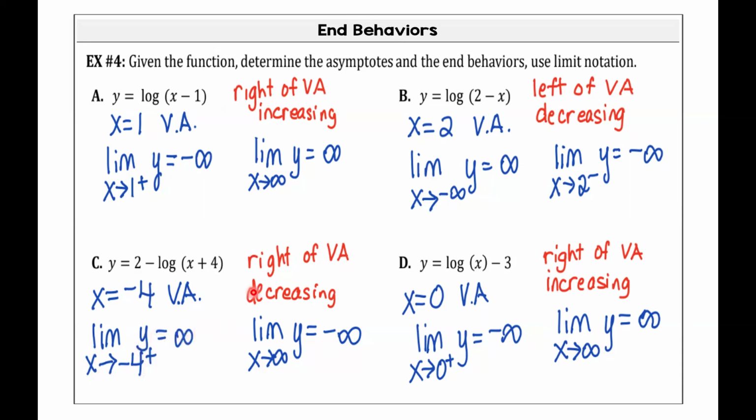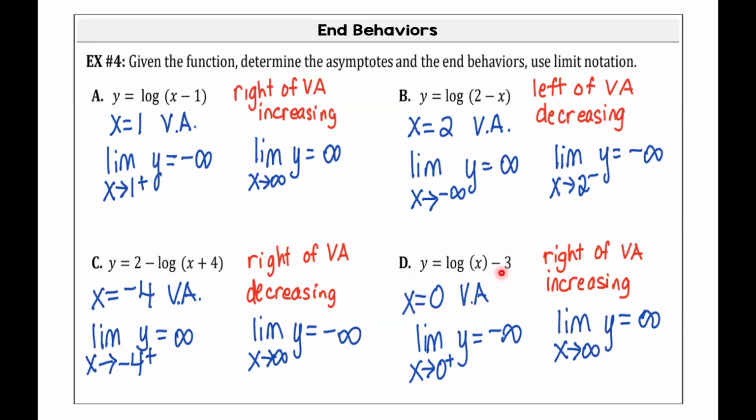And that's because we are reflected and it's going upwards. Our limit on the right-hand side, as x goes to positive infinity, y equals negative infinity, okay? Here, notice that my argument has nothing being added or subtracted to it. So therefore, my vertical asymptote is still at x equals 0.